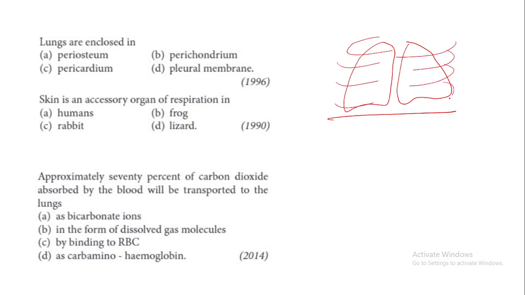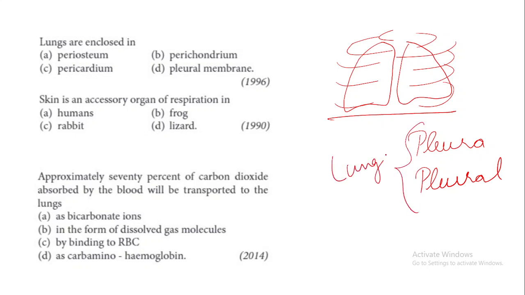But when you look at the options here, nothing about the rib cage has been mentioned. They have given periosteum, perichondrium, pericardium, and pleural membrane. Remember the terms pleura or pleural, and pulmonary; they are all in reference to the lungs. So the right option is the pleural membrane. Another name for this is pleura. They can mention it as pleura or pleural membrane.